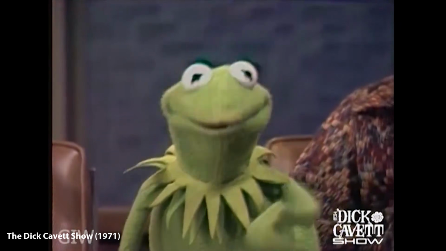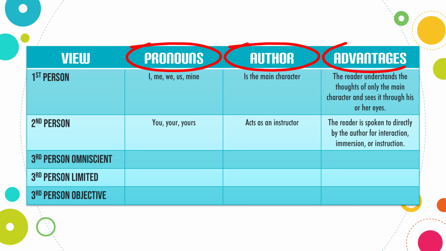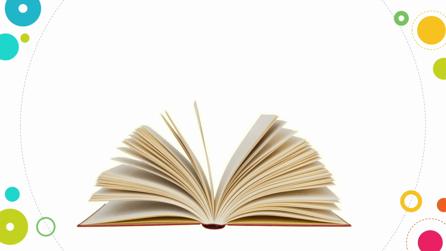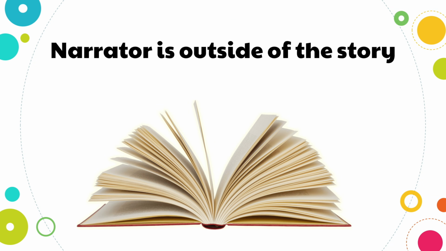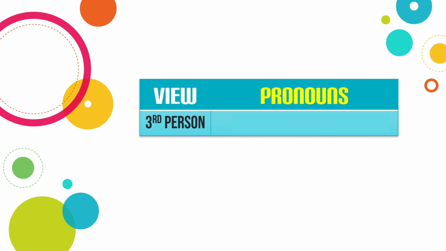And hello out there in TV land. We've been using a chart to keep track of pronouns, who the author is, and the advantages of each version. Let's start with the basics. It's all about the narrator being outside the story, observing the characters from afar. Third person is easier to transition between scenes and time. Furthermore, the narrator refers to characters by their names, or third person pronouns like he, she, they, or it.